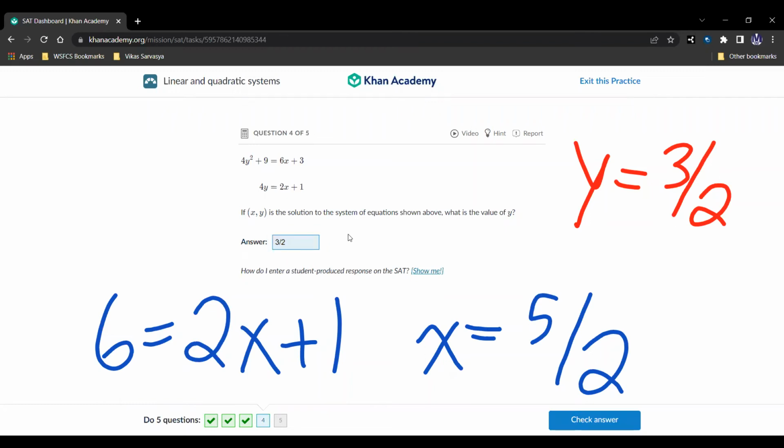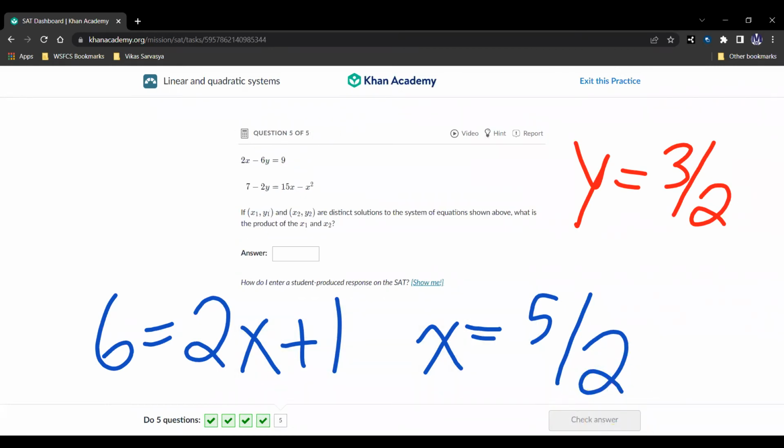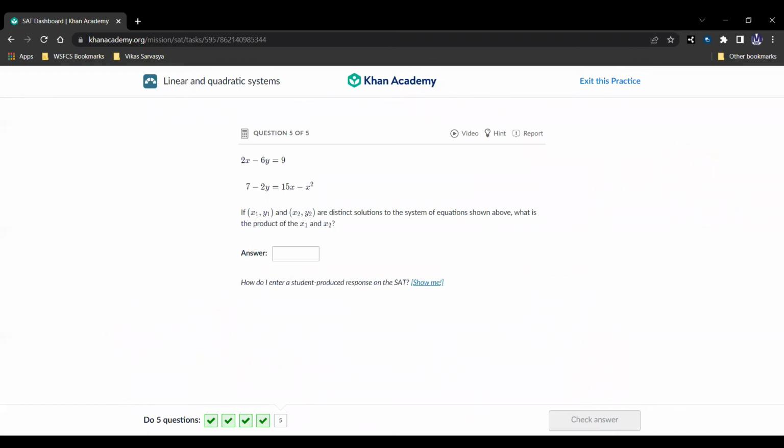If we want to check it, we can. We can just plug it in right now. Let's see, does it work? 3 halves, 9, and that does seem to work. So let's go on to question number 5, and here we are.